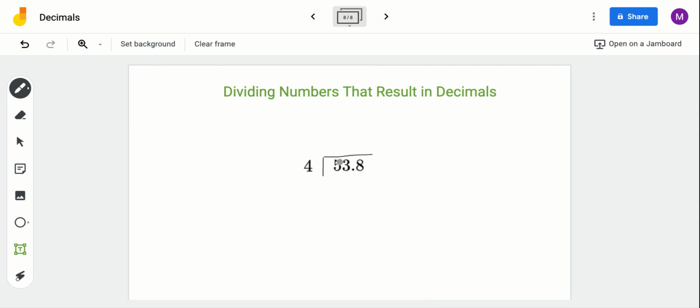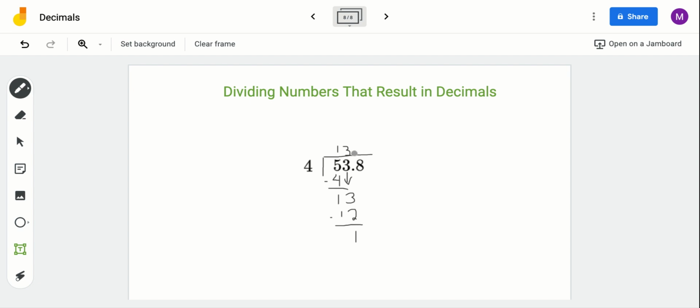53.8 divided by 4. So I start with my first digit. 5 divided by 4 is 1. 1 times 4 is 4. So that's a 1. I bring down my 3. And so I can get 3 fours out of 13. That makes 12. 3 times 4 is 12. I subtract, and I have 1.